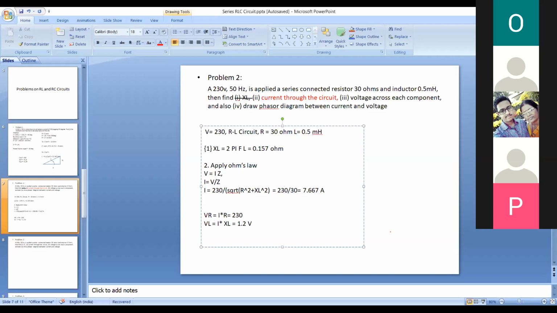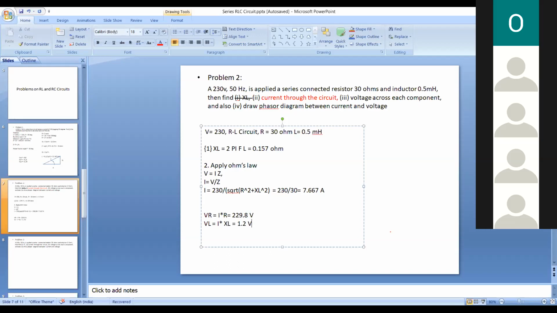Okay, how much are you getting? 229 point some change, right? It's very close, 229.8. That's okay. Fair enough. I got 230.01. Doesn't matter, it's a difference of just 0.02 volts. That's okay. No problem. And what about the inductive drop? 1.203, yeah, 1.2 volts. Right.